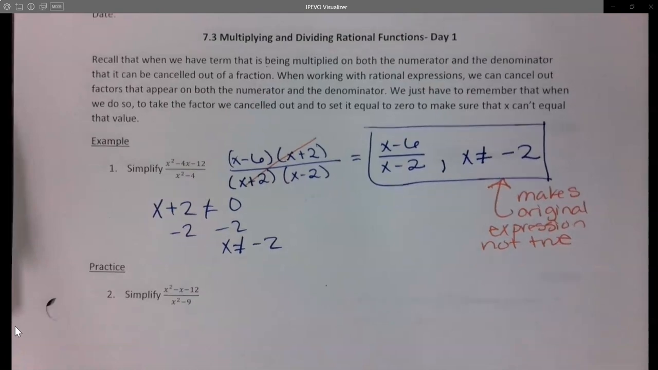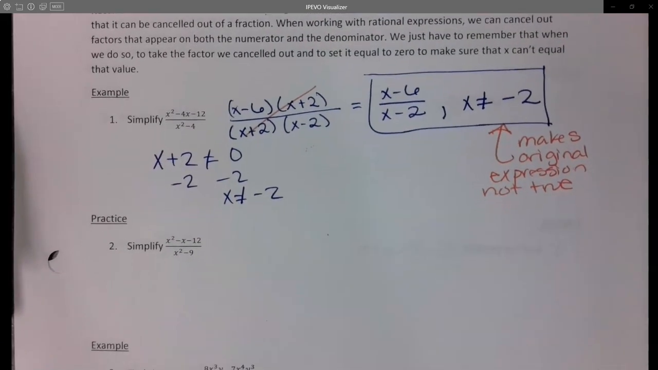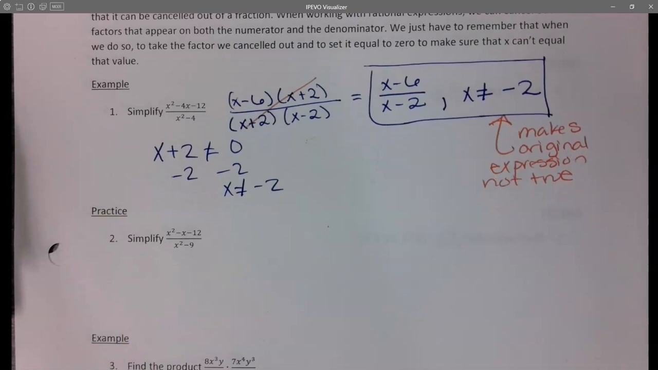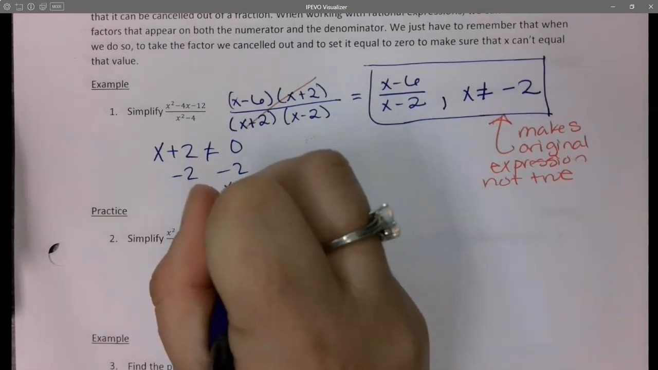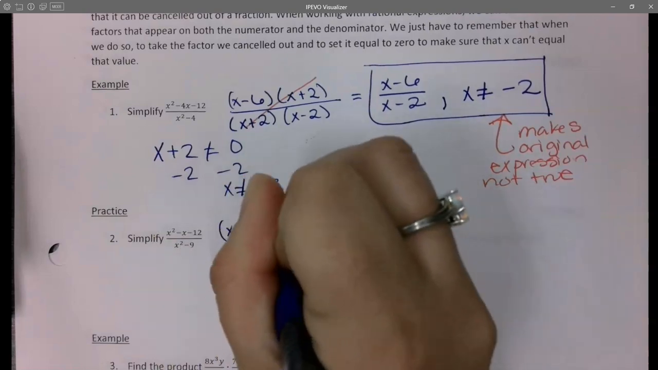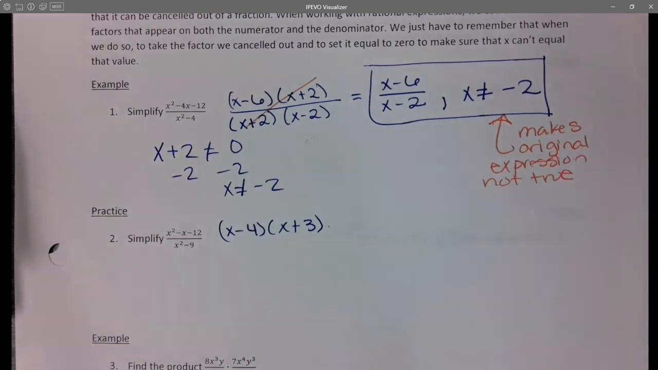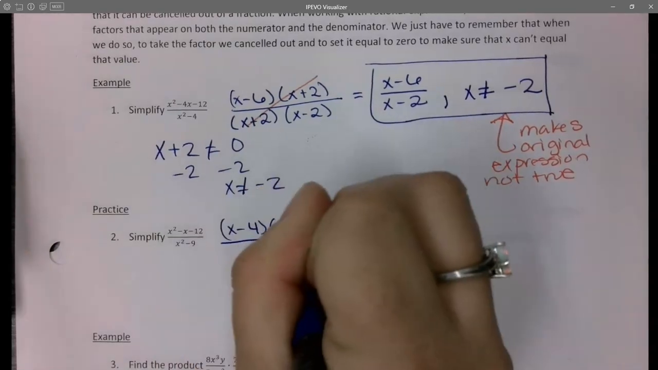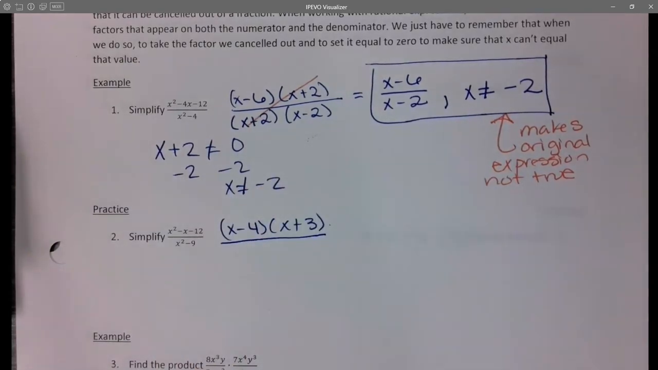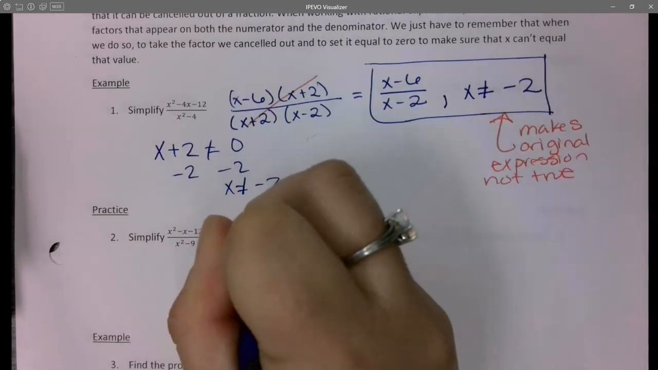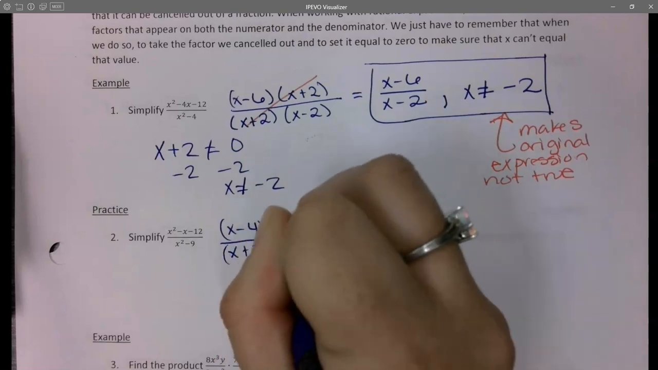Okay, so on number 2, what does my top factor to? Okay. X minus 4 and x plus 3, because negative 4 plus positive 3 gives me negative 1, and negative 4 times positive 3 gives me negative 12. Someone else, what does my denominator factor to? X plus 3, x minus 3.